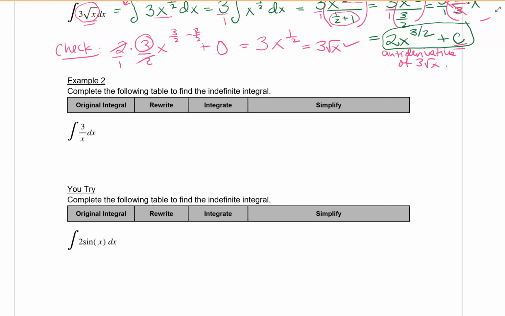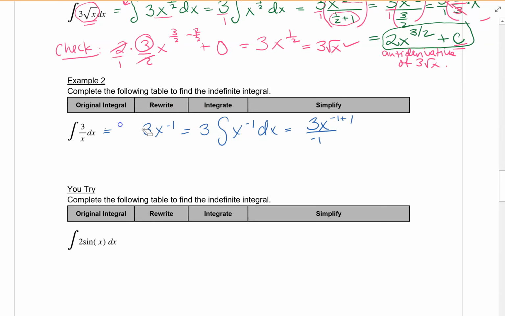Now in example 2 here is where I get 3/x. And you can see how it would be tempting to go, oh, that's just the integral of 3 times x to the -1. Oh, that's just 3 times the integral of x to the -1. This is no problem. Okay, that's just 3 times x to the -1. And you might be like, wait.